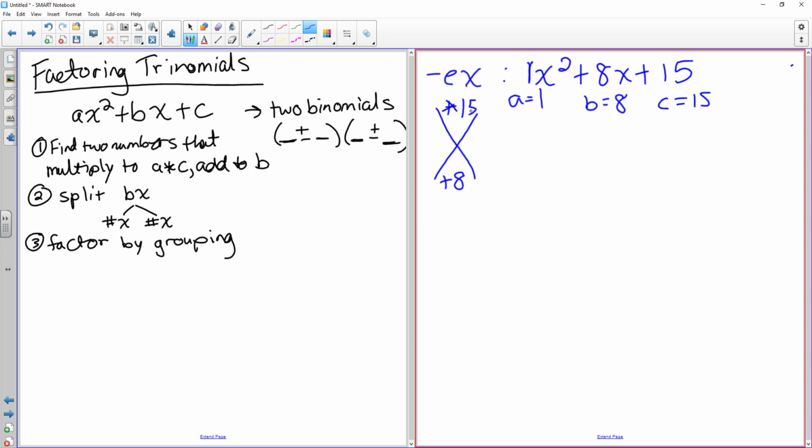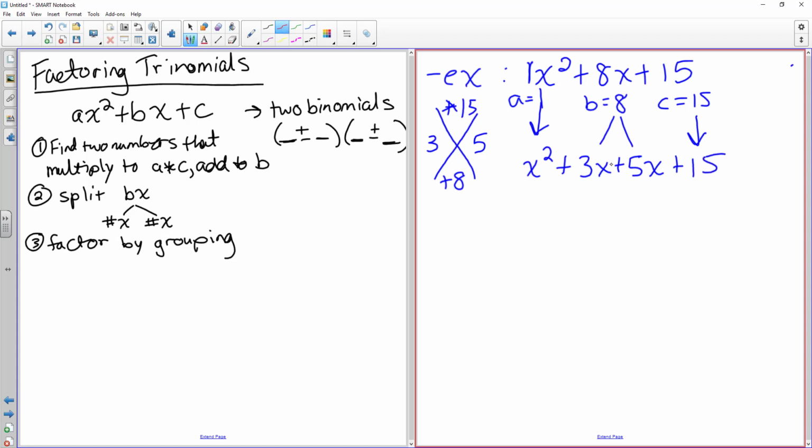If I think of numbers that multiply to get 15, 3 and 5 pop into my head first, and 3 plus 5 is 8. So now we're going to split up that 8x into 3x plus 5x. Then the x squared comes down, 15 comes down, and now I factor by grouping.